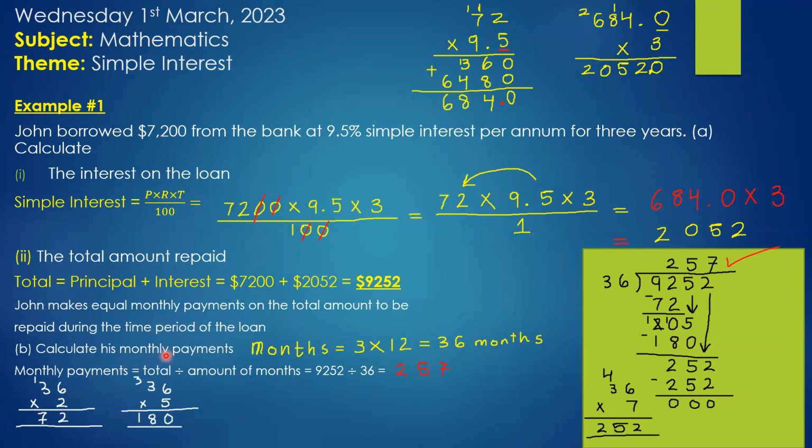John makes equal monthly payments on the total amount to be repaid during the time period of the loan. Calculate his monthly payment. In order for that, because everything is by 12 months, we have to convert the 3 years into months. 3 times 12 gives us 36 months. Now we take the sum of the principal and the interest, and divide it by 36. 9,252 divided by 36, as you can look over, we got 257. That's how much he has to pay monthly.